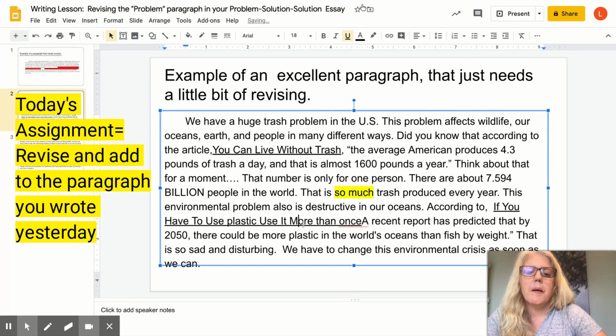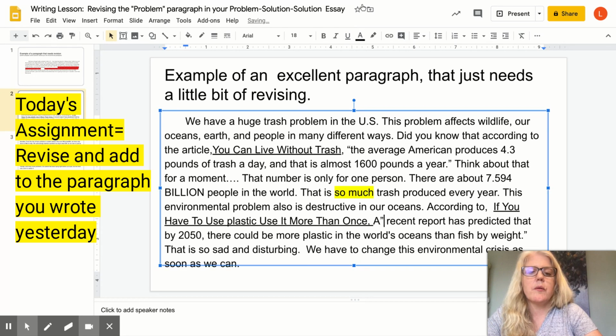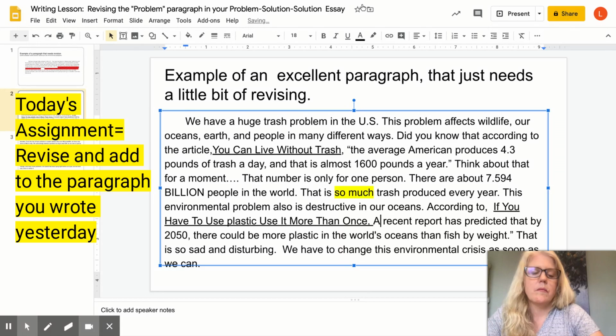Capitalize the M, the T, and the O. Okay. And then I'm going to put a comma, a space, and my quotation marks. Oh my goodness. I'm going to click off of that.